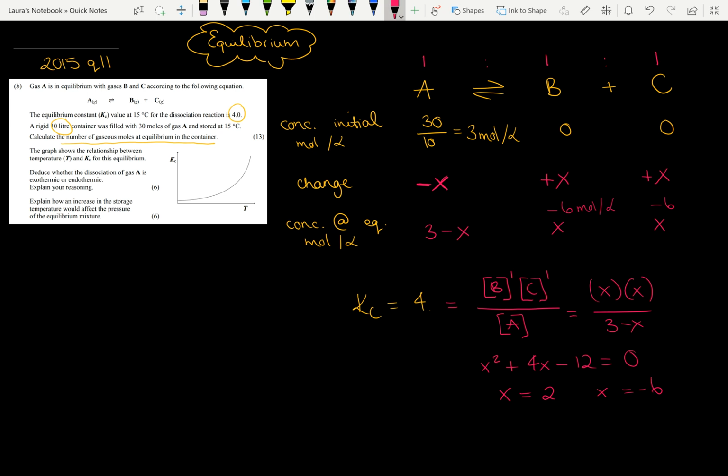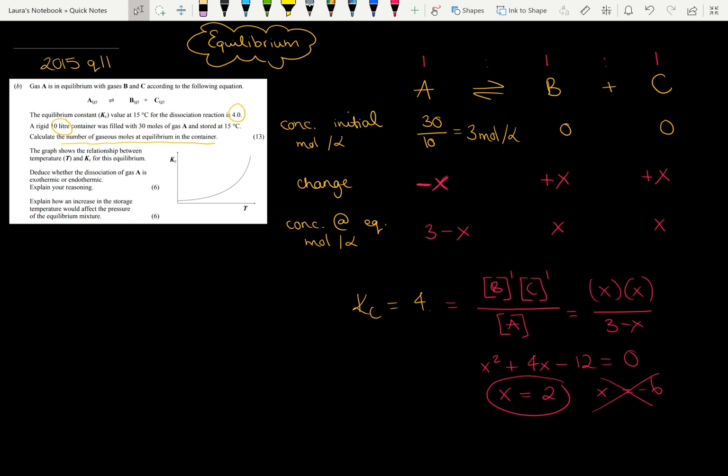If we started off with 0 moles of B and C, we can't end up with minus 6. We can't lose concentration that we didn't have in the first place. So that value for X does not make sense, which means that we're going to take our value for X to be 2.